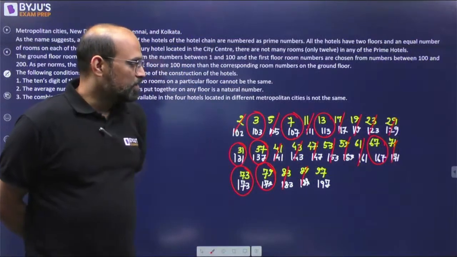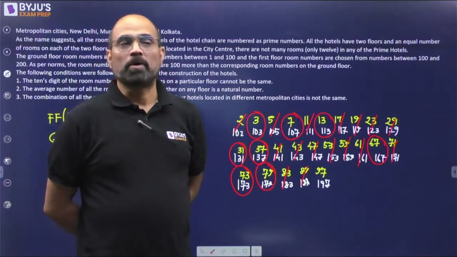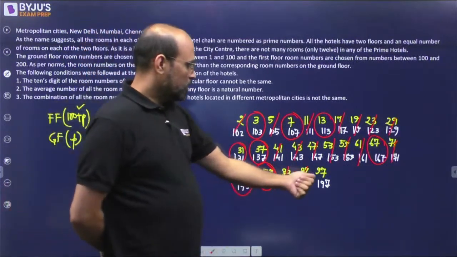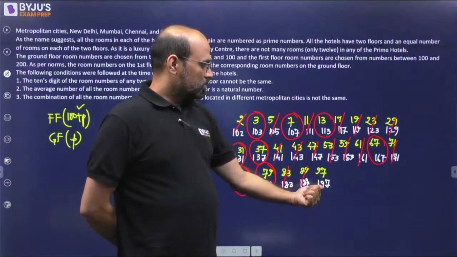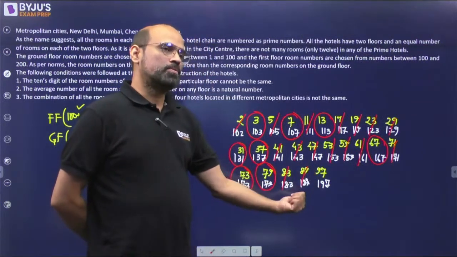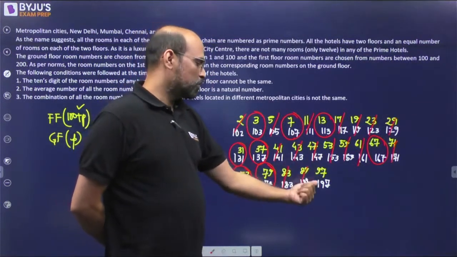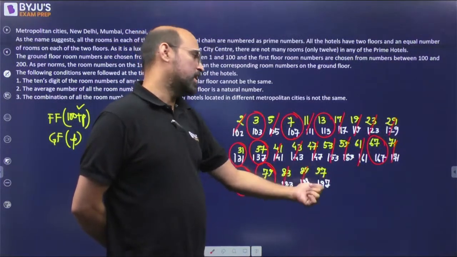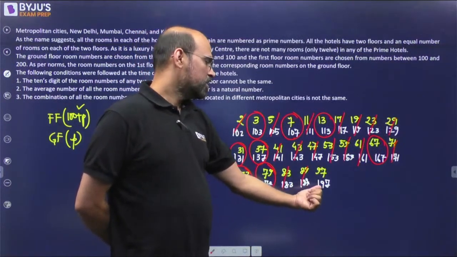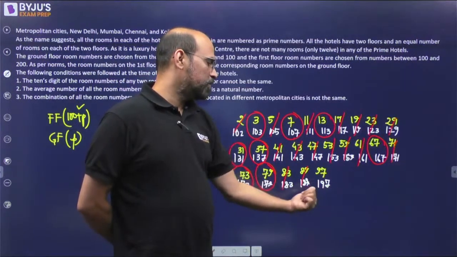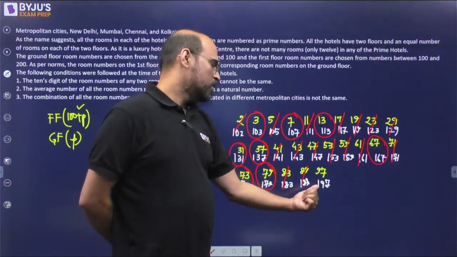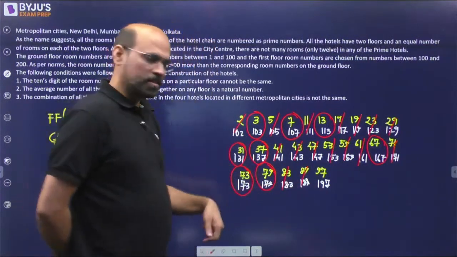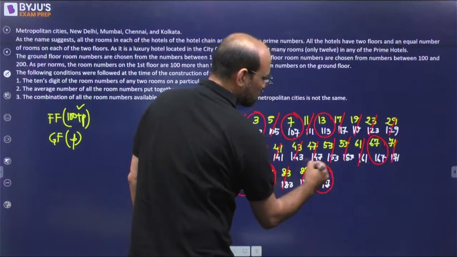So 197, square root is going to be 14 point something. So we have to check up to 13, right? So not divisible by 2, 3, 5. What about 7? 140 plus 57. No. 11. No. 13. 13 and 130 plus 67. No. What about, okay, beyond that, not necessary. So this is also a prime number.